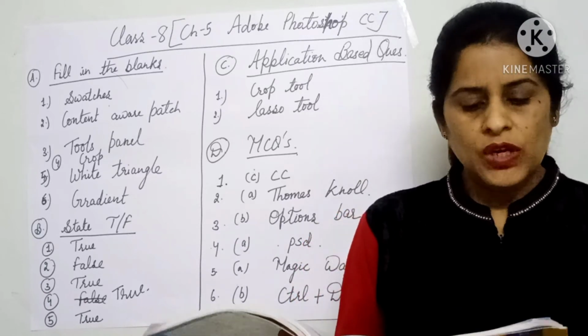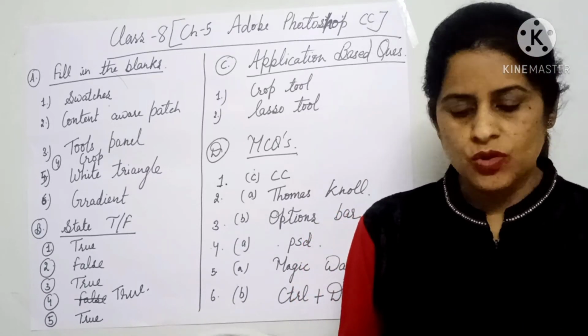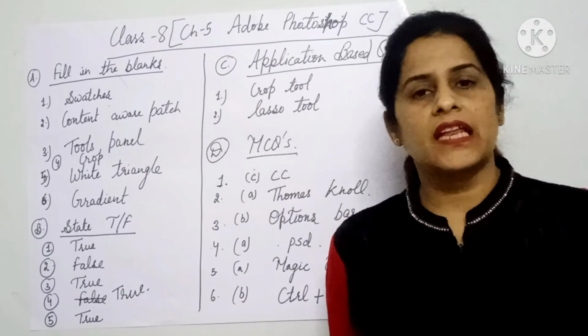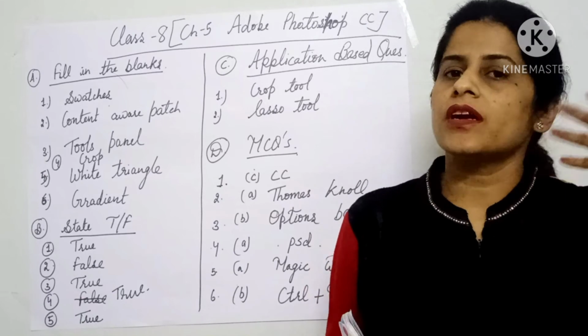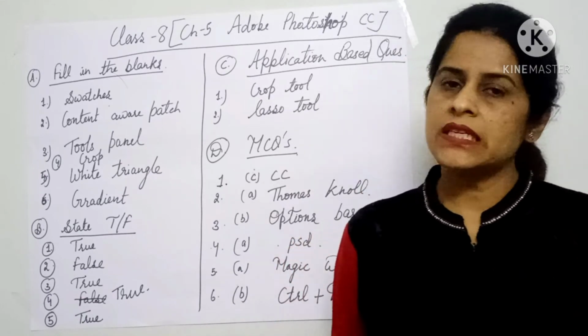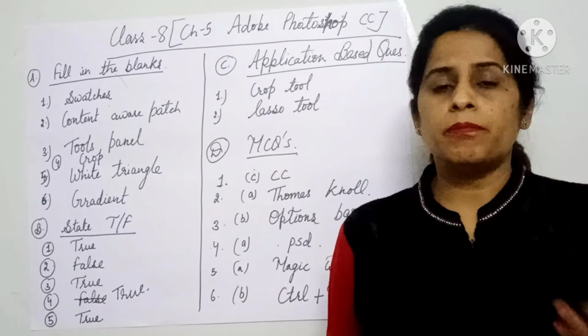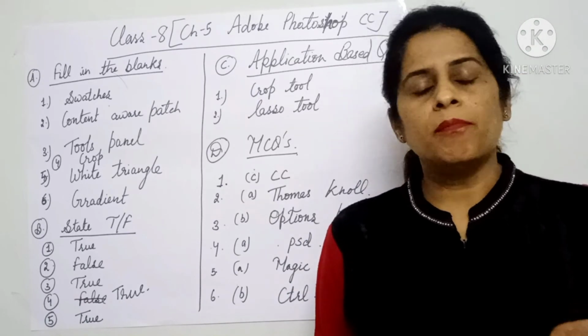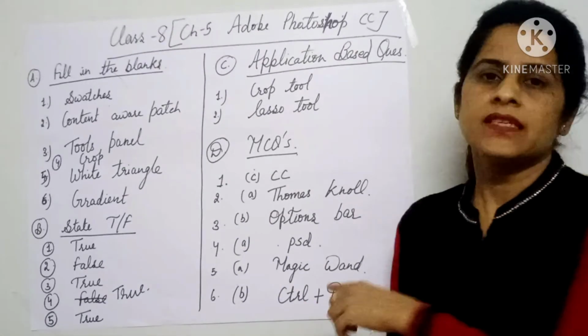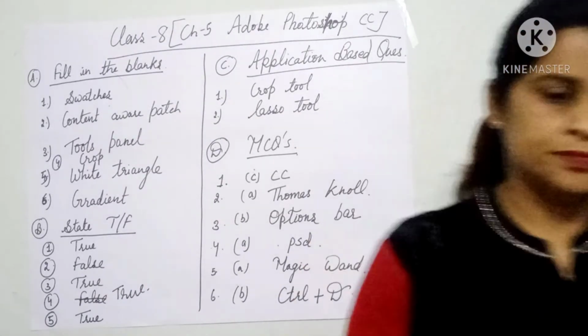Next is, which key combination is used to deselect the selected area? अगर आपने एक एरिया को select कर लिया है and after that you want to deselect it, then which key combination can we use? Undo and redo, though we can do that, but which key combination can we use? We can use the combination Control plus D.